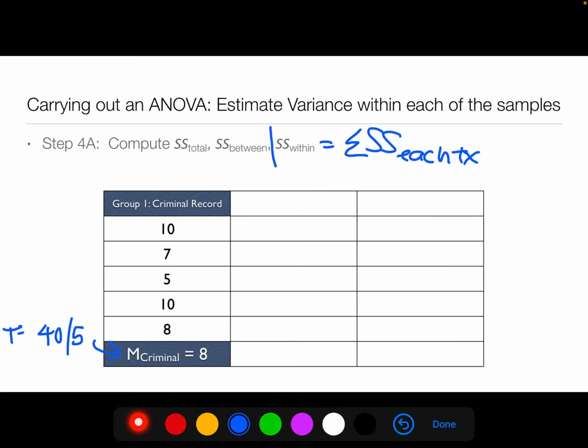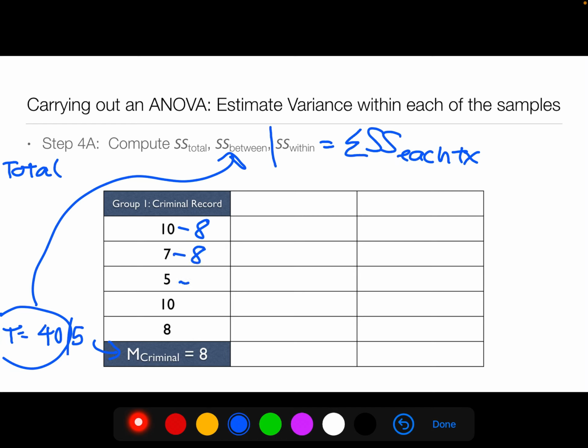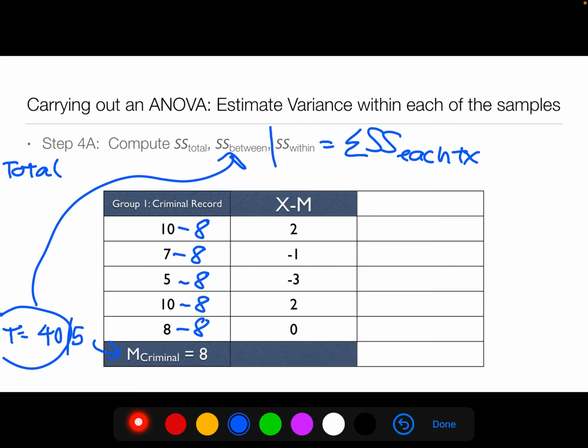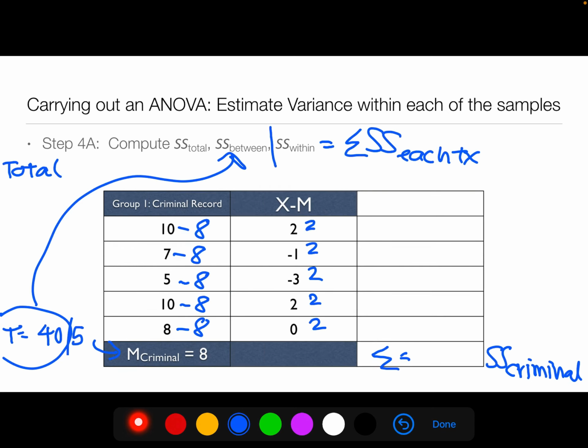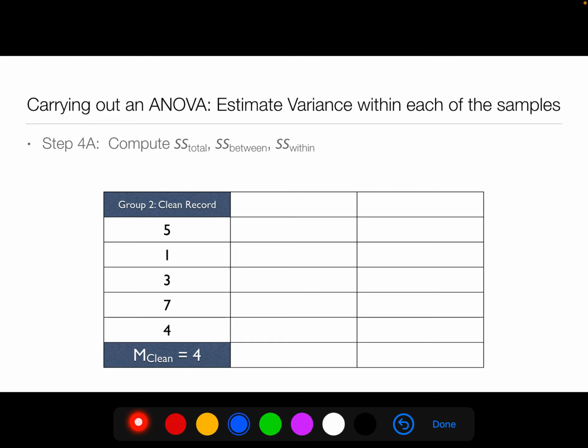This 40 will be our T value for our sums of squared between treatments. So that step before the mean is our T. T equals total. So what we're going to do is just our sums of squared for our criminal record group. So 10 minus 8, 7 minus 8, 5 minus 8, 10 minus 8, 8 minus 8 gives us these values. We're going to then square each of those values, which gives us these values. We add them all together, and we get our sums of squared for our criminal record group is equal to 18. We'll do the same thing for our clean record group.